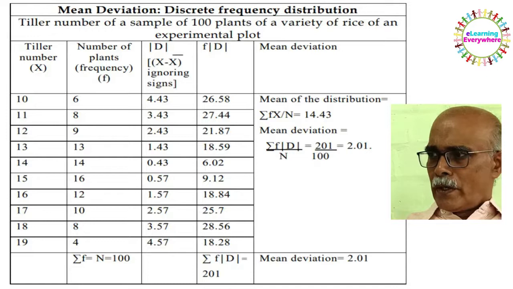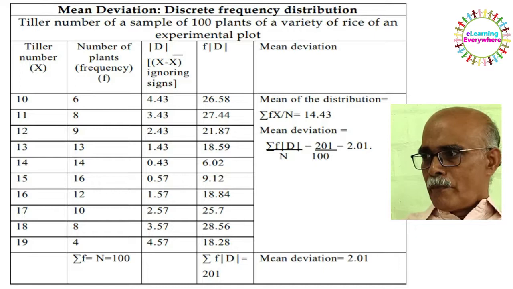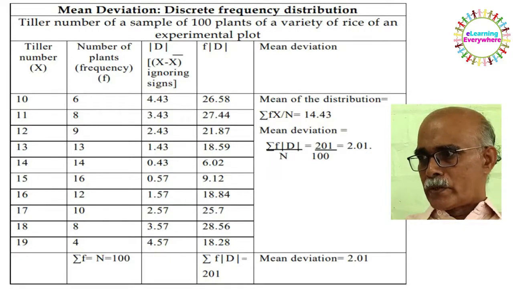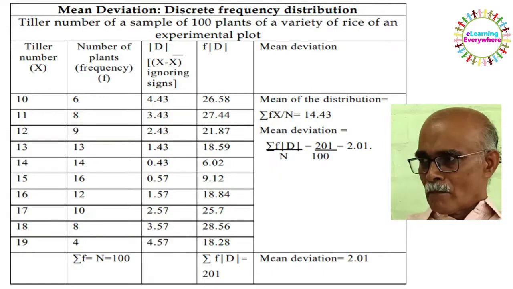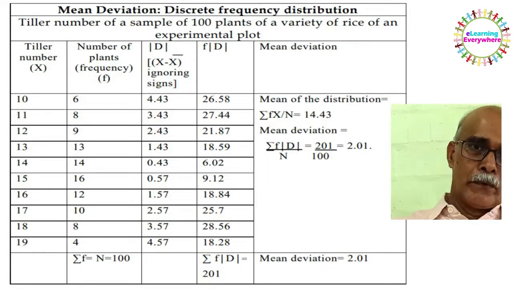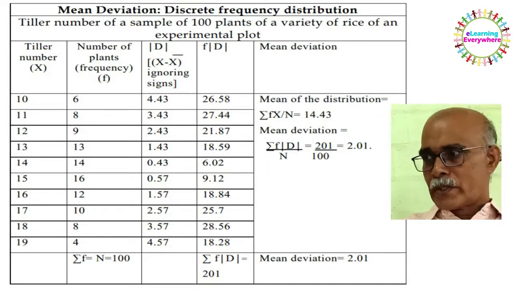So the mean, or x-bar, is 14.43, and from 14.43, you have to find out the difference between each and every value of x and the mean 14.43, so 10 minus 14.43, 11 minus 14.43, 12 minus 14.43, like that. And you will get the values of D, and all the values are given here. So you are not showing their negative or positive signs. So you are ignoring the signs.